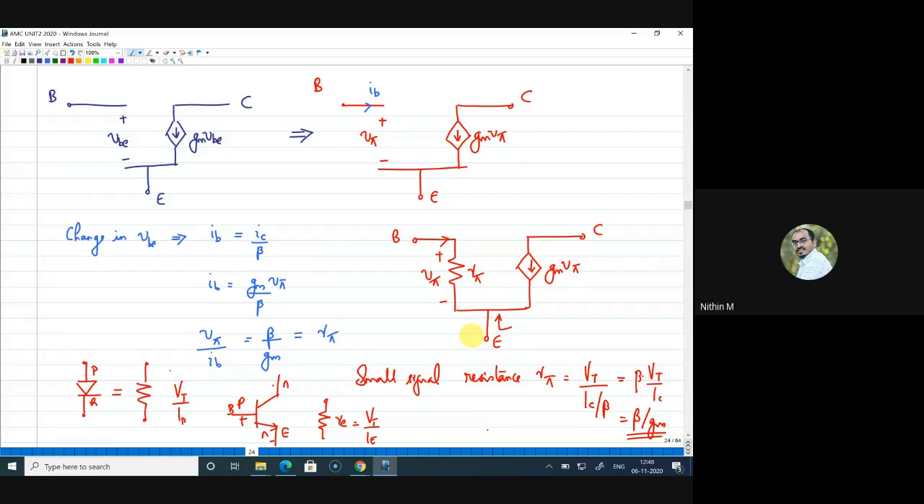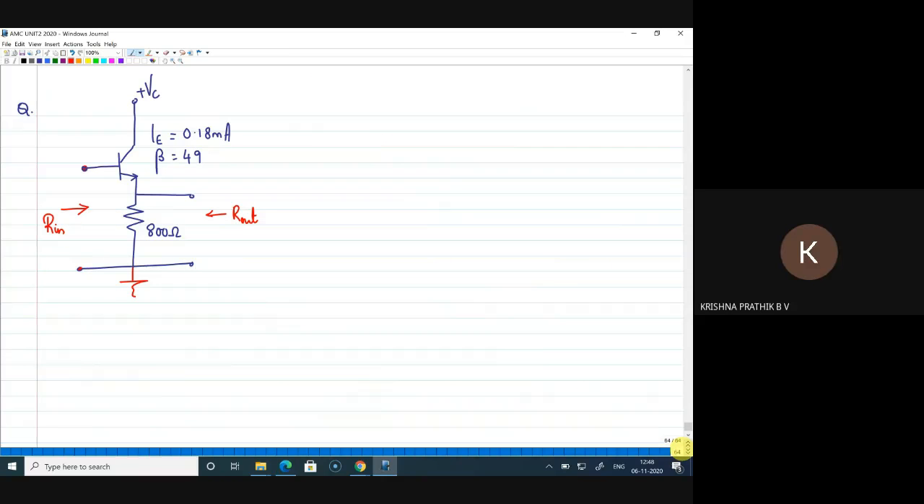That is how the resistance looks different. When I see from the emitter, it is RE, but when I see from the base, the resistance is RE into beta plus 1. So that RE is already included in the R pi when you're looking from the base. What is R pi? R pi is beta plus 1 into RE.